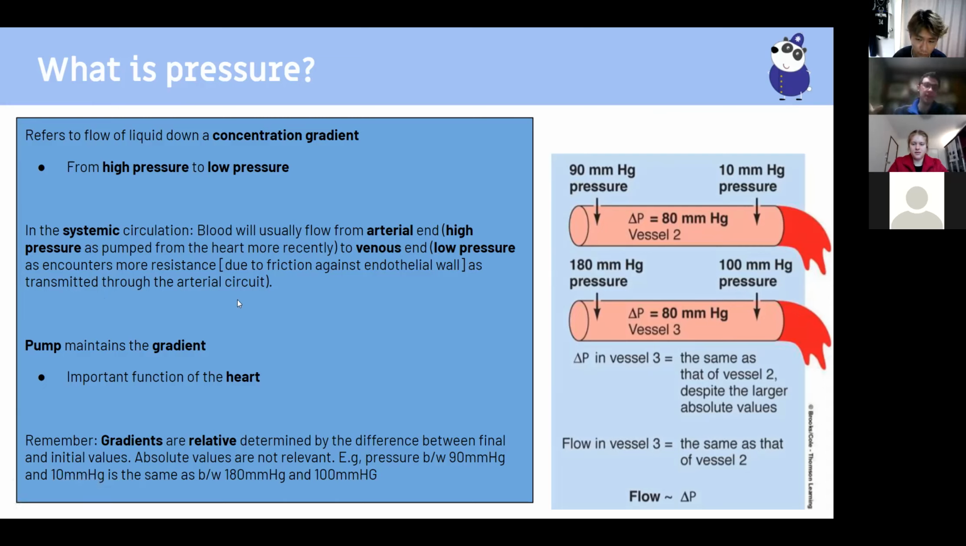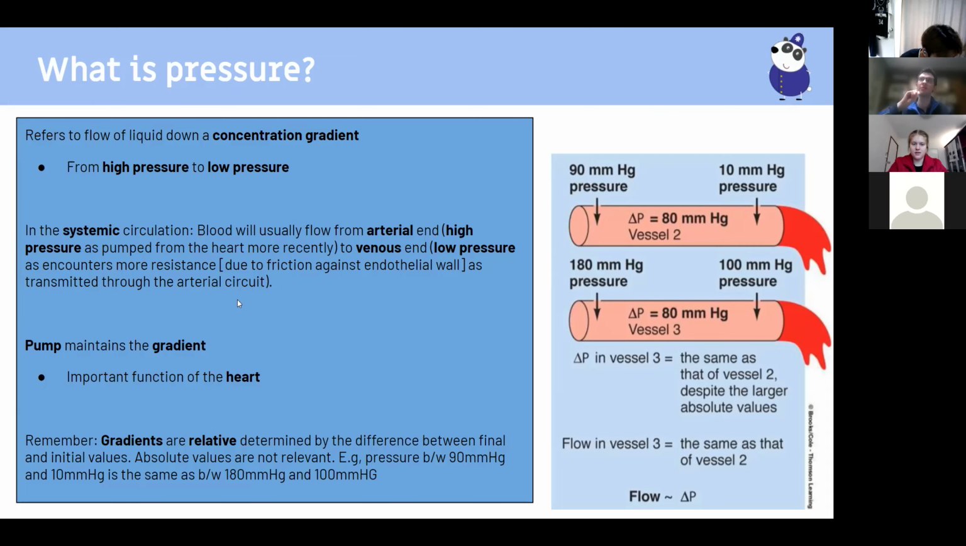As the blood vessel encounters more resistance, let me rephrase that. If you think of a blood vessel, its origin is in the heart. The blood vessel proximal or nearest to the heart is going to have very high pressure. As you travel along, it's going to transfer energy to friction against the endothelial wall, and it's slowly going to lose the force that it's contracting with. I hope that makes sense.